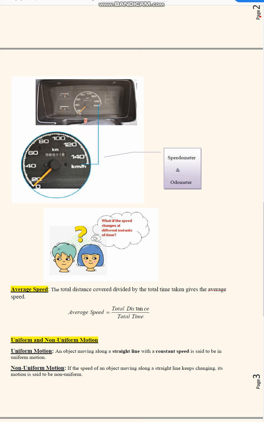Now, you must have seen 2 meters on the dashboard of your cars. Here is the enlarged view. Here you see the round one, the circular one. The round one is the speedometer. It measures the speed of the car with the help of this pointer. There is one more scale in the middle. This is called odometer. This meter in the middle measures the distance covered till now. So there are 2 meters in your car, one to measure speed, that is speedometer, and another to measure distance, that is odometer.